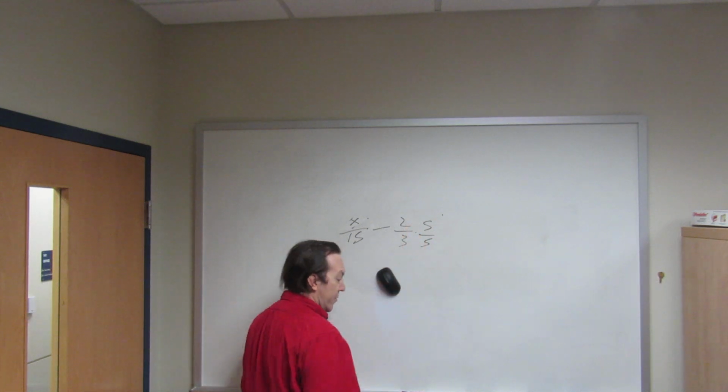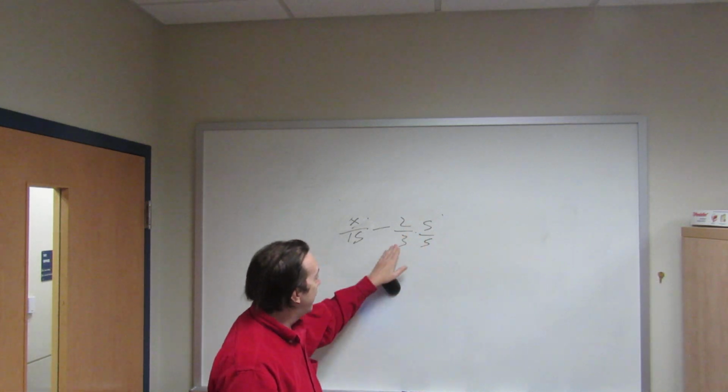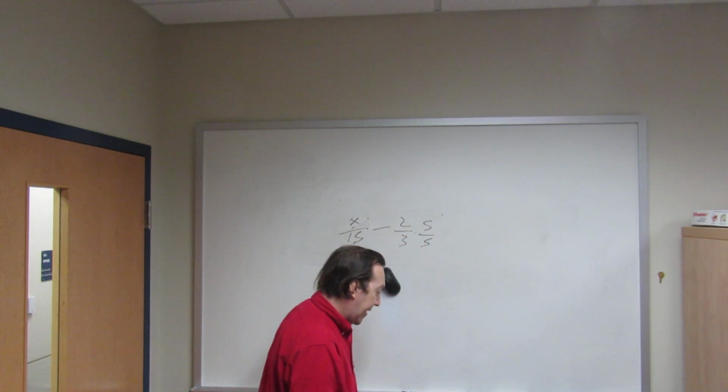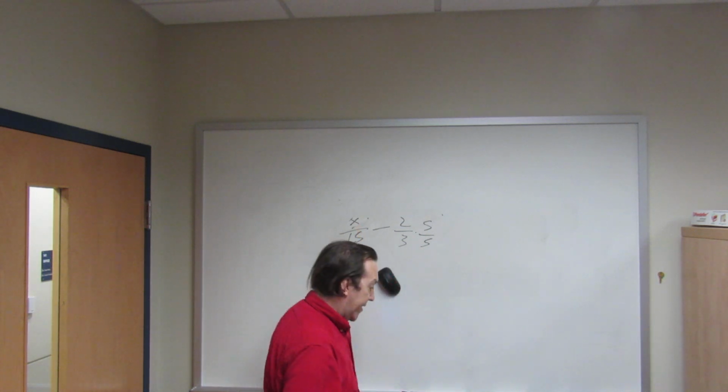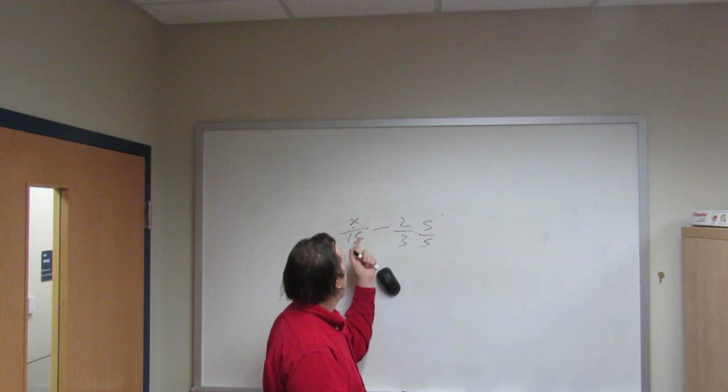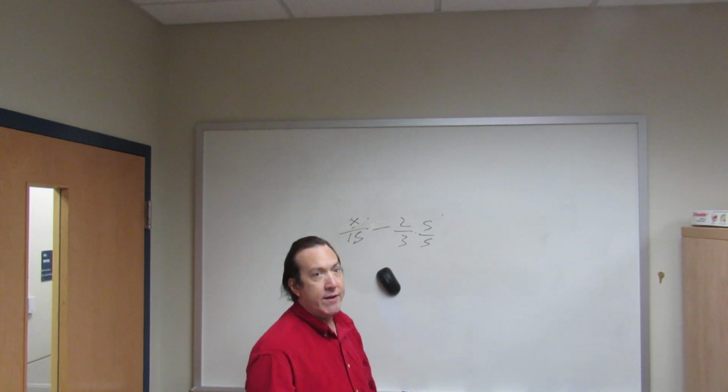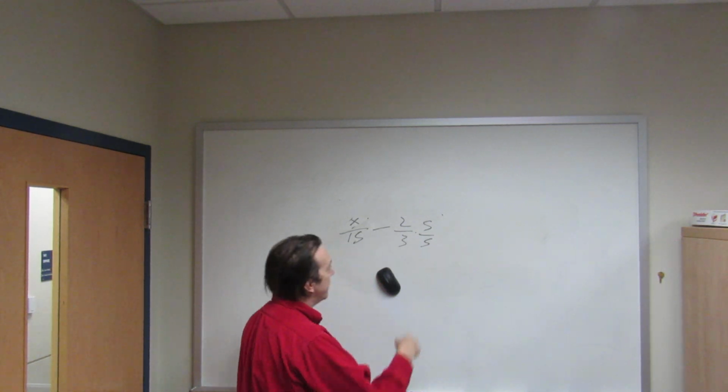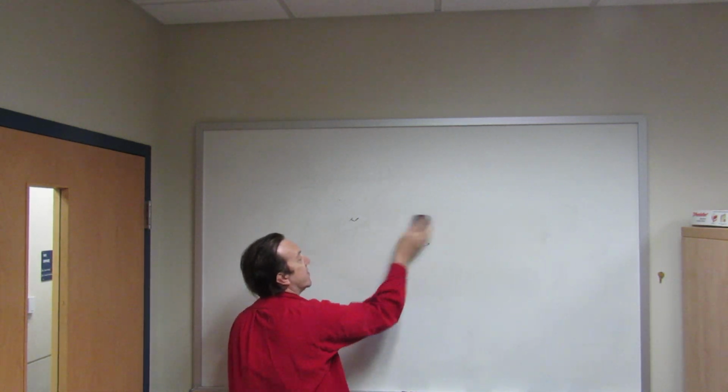Here, the 2 is the numerator, 3 is the denominator, x is a variable, any number in front of it is a coefficient, and these are just constants.